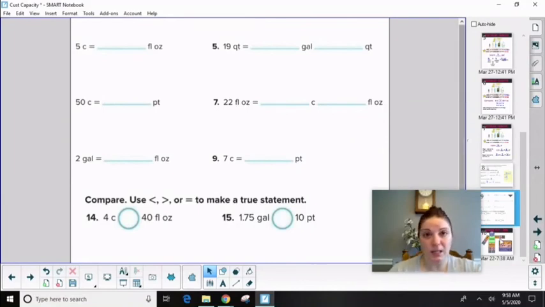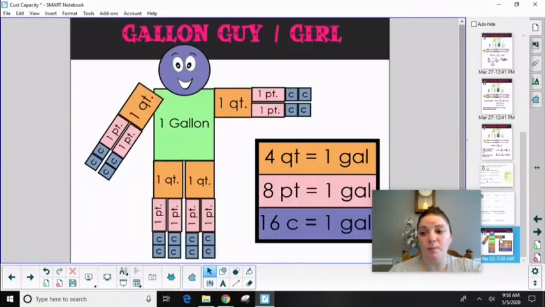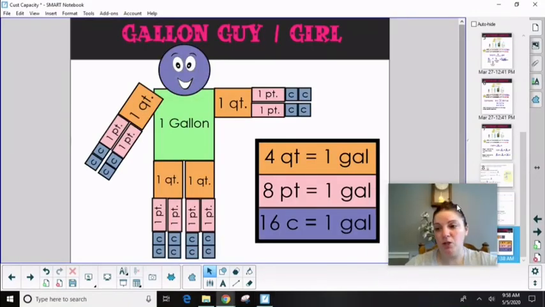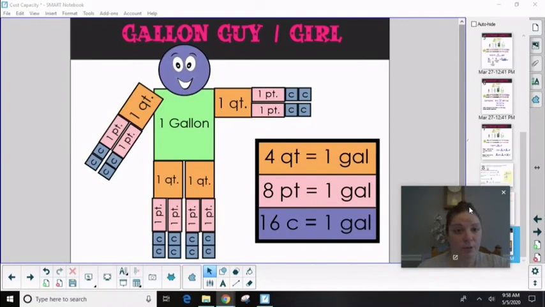And I'm going to send another video. It will be optional, but this is a project that I would normally do in class every year. I've been making this project for probably 7 or 8 years now, and it's the Gallon Guy and Gallon Girl project. And this is very useful in being able to understand customary capacity, because like I said, it can be very confusing. So I'm going to send a video of my son Vinny and I making this.